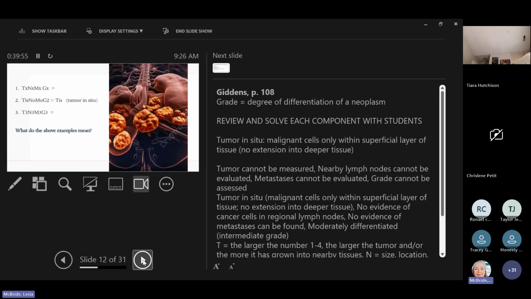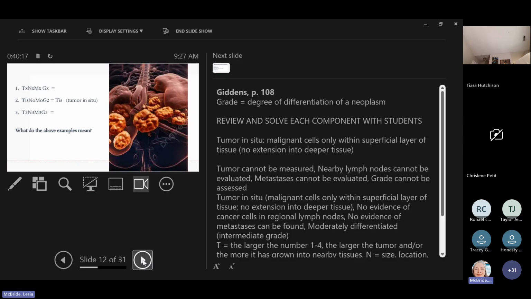So if we had a cell that was TIS, N0, M0, G2, that means that tumor is in situ, meaning it's encapsulated, it's within the tissue. It has not gone anywhere. There are no lymph nodes being affected. There is no metastasis, and it's just a little bit different than its parent cell.